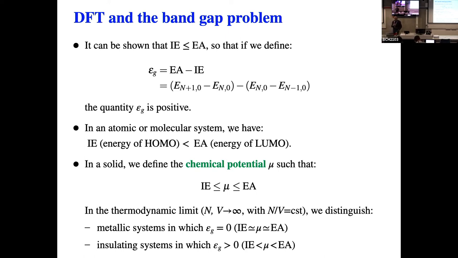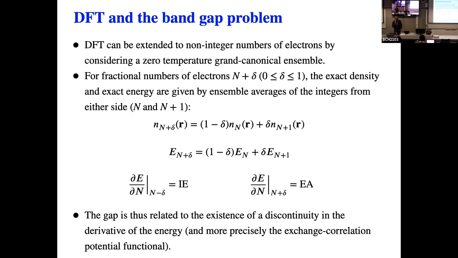In the case of atomic and molecular clusters, you always have that the ionization energy, which is actually the energy of the HOMO, is strictly smaller than the electron affinity, which is the energy of the LUMO. But in a solid, we define the chemical potential, which satisfies the relation that is here: the ionization energy is smaller or equal to mu, which is smaller or equal to Ea. If we take the thermodynamic limit, meaning that the number of particles and the volume go to infinity while keeping constant the ratio between N and the volume, we can distinguish the metallic systems, in which we have a zero gap, so the ionization energy is equal to mu, which is equal to Ea, and an insulating system in which the gap is bigger than zero, and so the ionization energy is strictly smaller than mu, which is strictly smaller than Ea. Okay, so now just a few words about this.